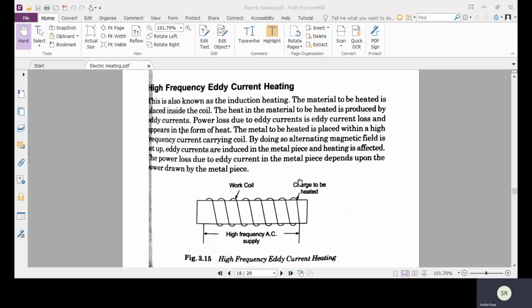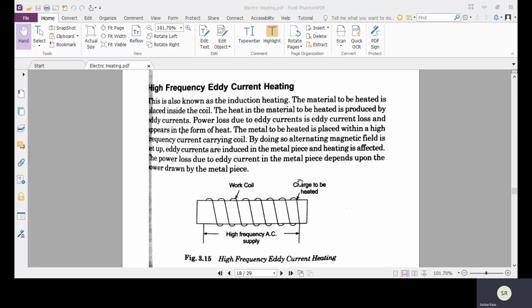We have discussed their construction, working, advantages, uses, and limitations, along with the relevant examples. And in the last, we have discussed the methods of obtaining power supply. Now today we will move towards another topic, which is the high frequency eddy current heating.